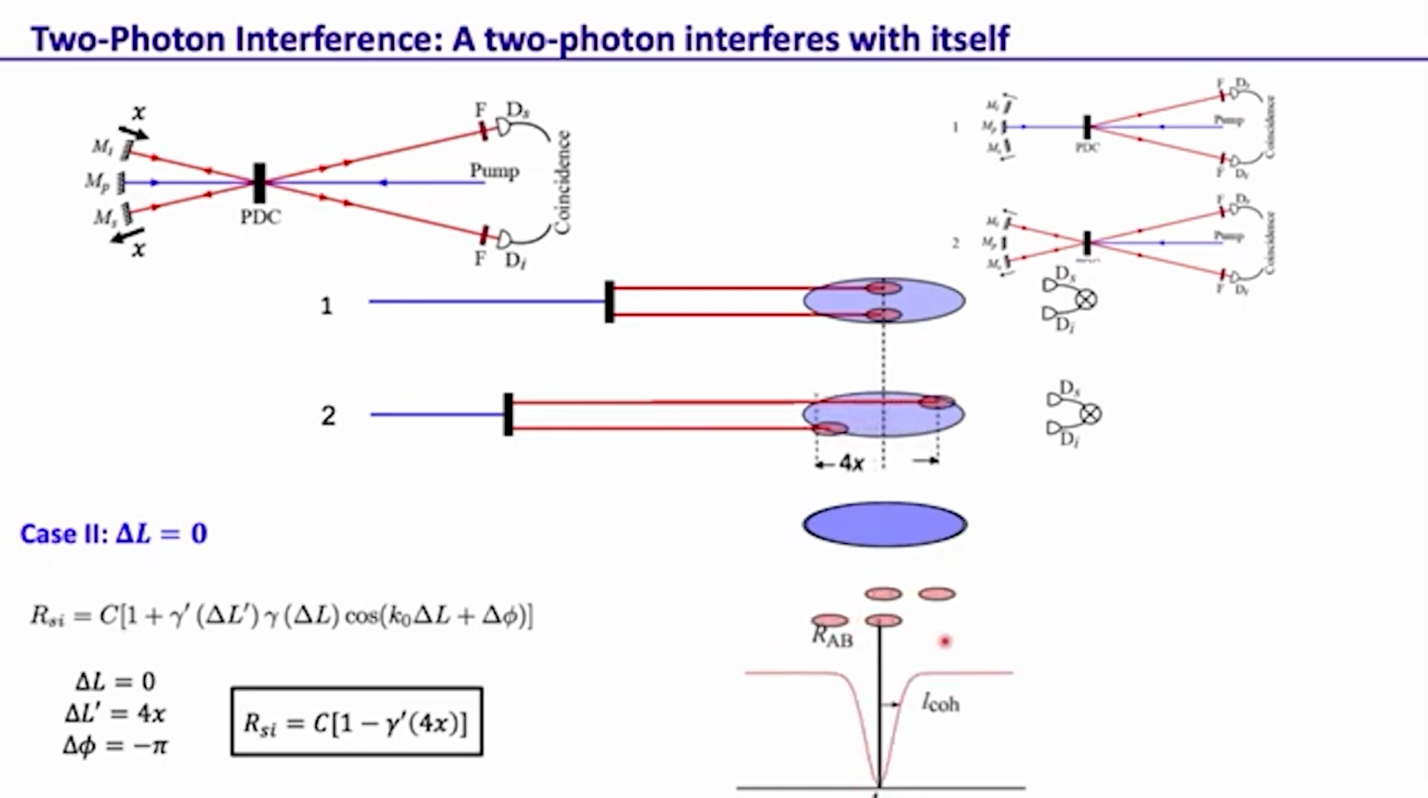Again, in a general interference scenario, we can have both delta L and delta L prime changing, and in that case it will be the effect of the overlap of both these different types of wave packets. So that is one intuitive way one can understand two-photon interference, and what one means by saying that a two-photon interferes with itself.